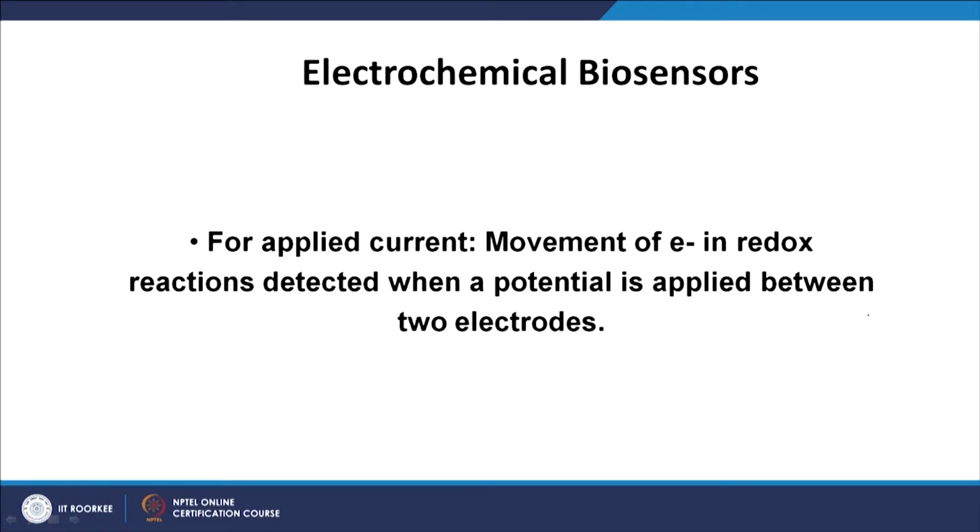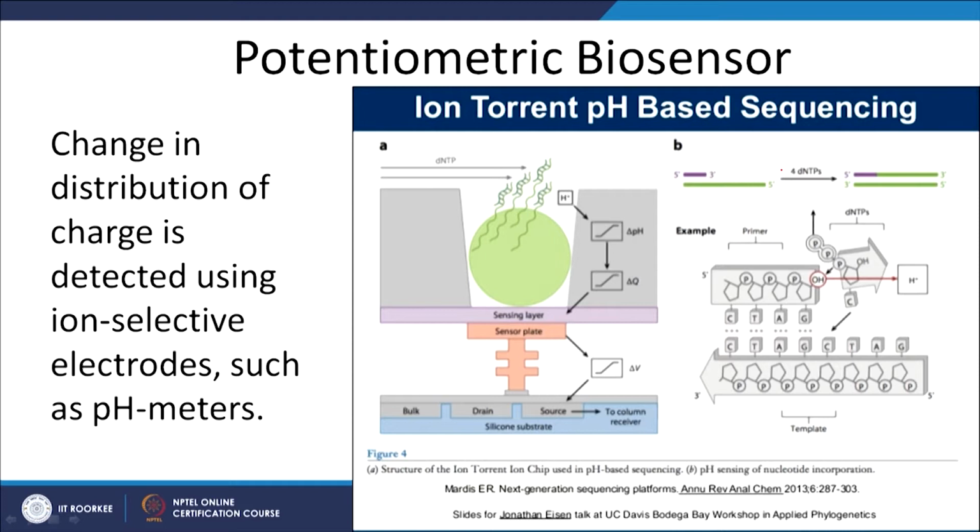Then we have electrochemical biosensors. In electrochemical biosensors we look at the movement of electrons in a redox reaction when a potential is applied between two electrodes. We have two electrodes with current flowing through them, and we apply a potential. As the bioreceptors receive the analyte and change, the electrochemical properties would change, the conductivity would change. Then we have potentiometric biosensors, which check the change in pH.